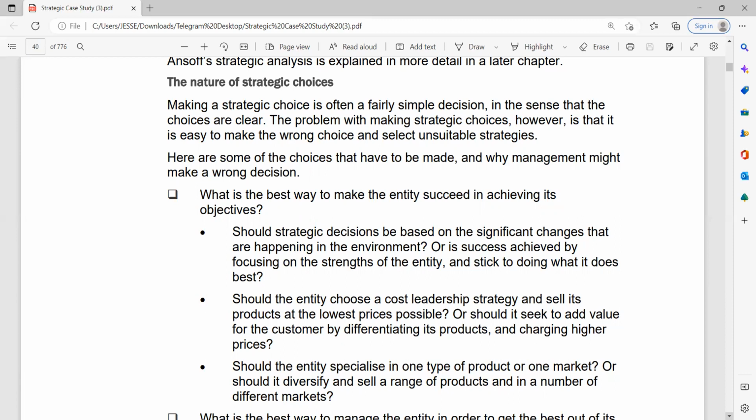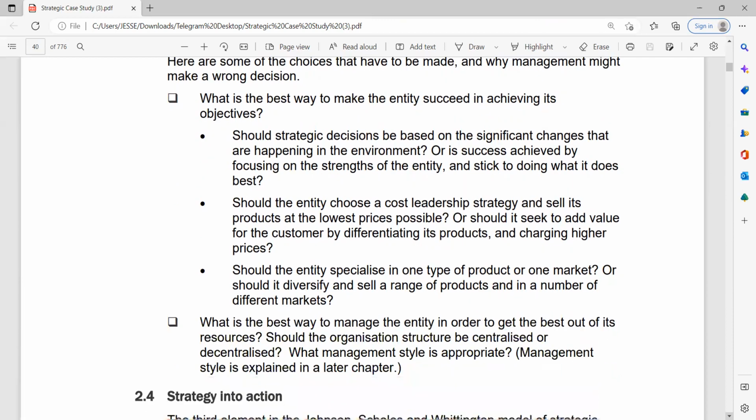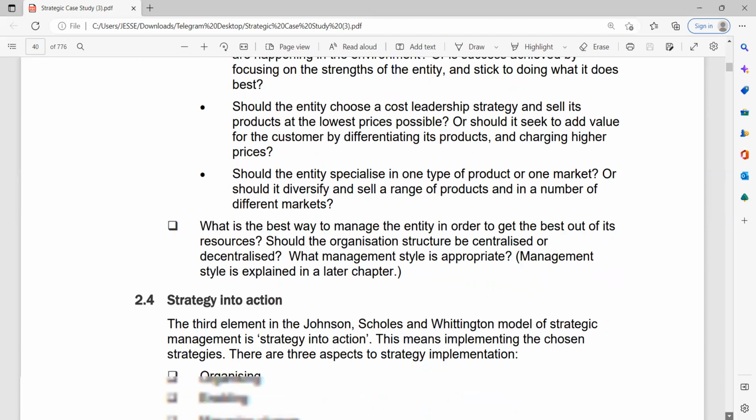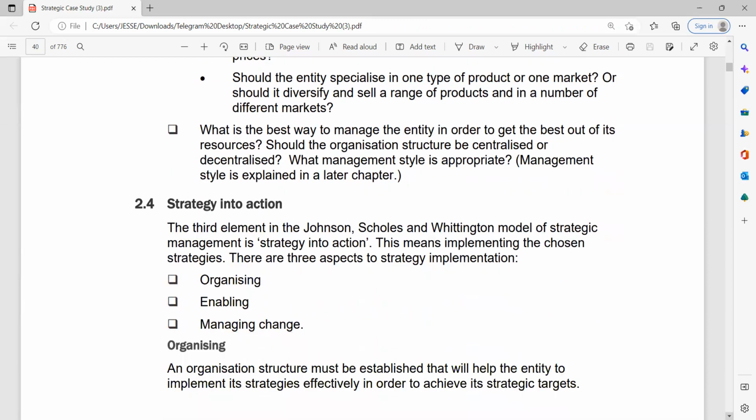Here are some of the choices that have to be made, right? What are some of the typical choices that companies have to go through? A typical question would be: what are some of the decisions we need to take, and should they be aligned with what's happening in the environment? Another question we'll be asking ourselves is, should we go with a cost leadership strategy or a differentiation strategy? How can we manage the entity to get the best out of it? These are all choices, right?